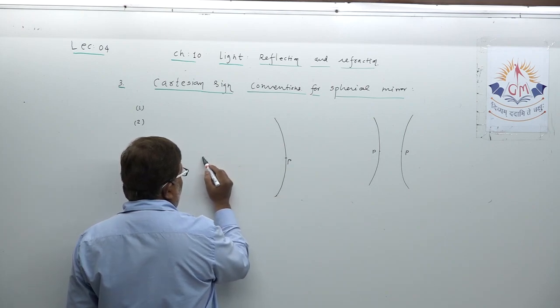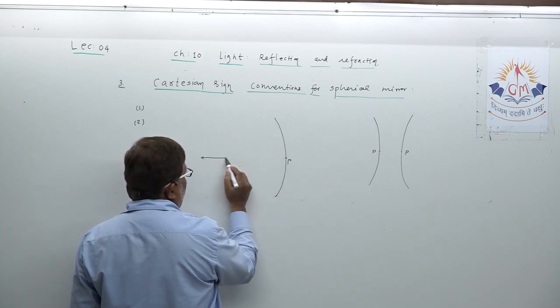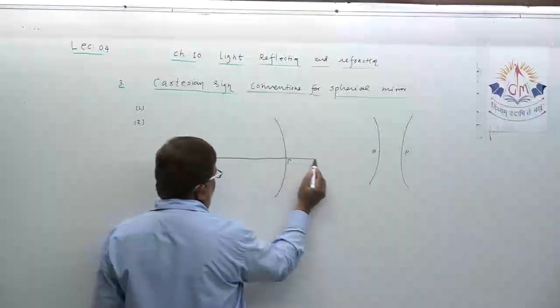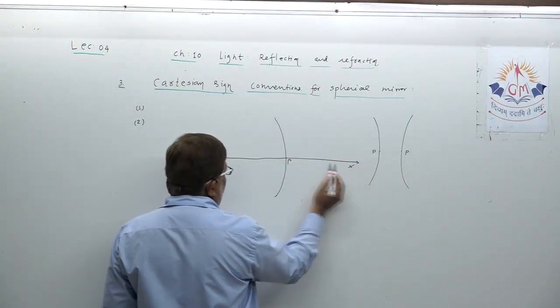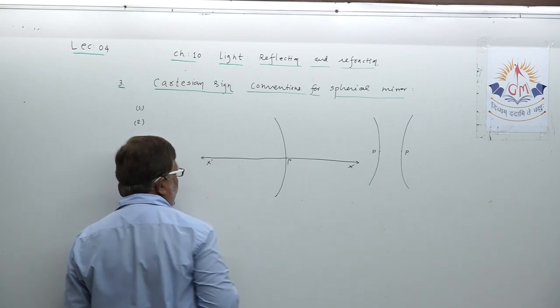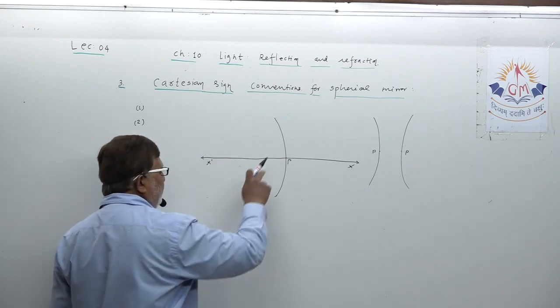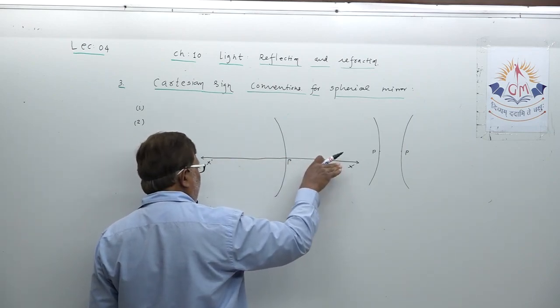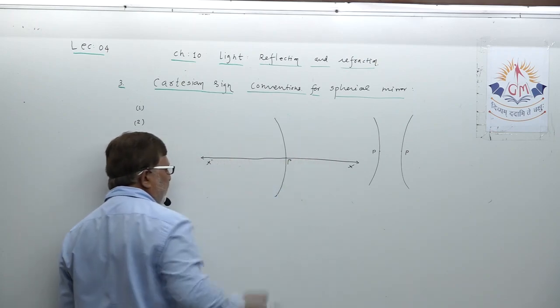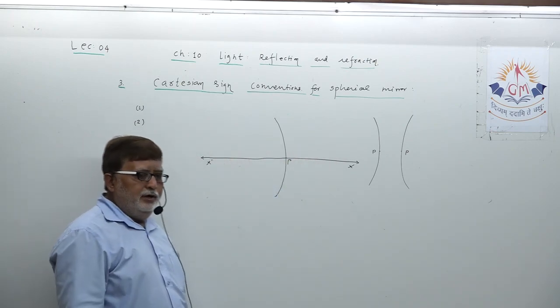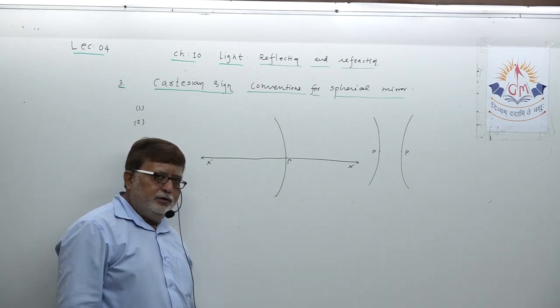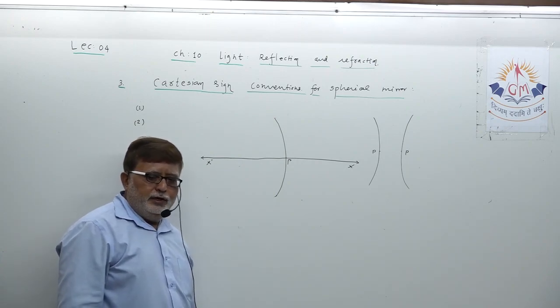Understand now, dear student, the principal axis will be treated as the x dash axis. That means from P rightward all are positive distances, and from P leftward all are negative distances. Okay, this is the second Cartesian sign convention.